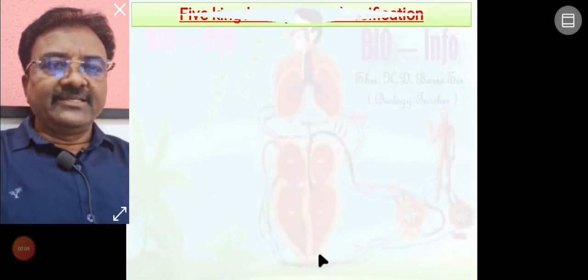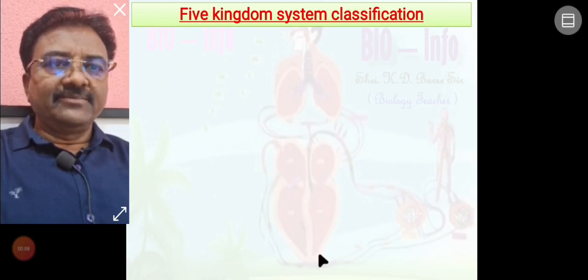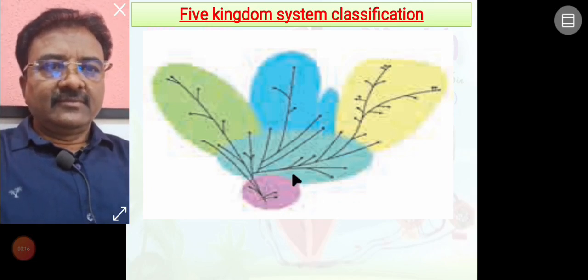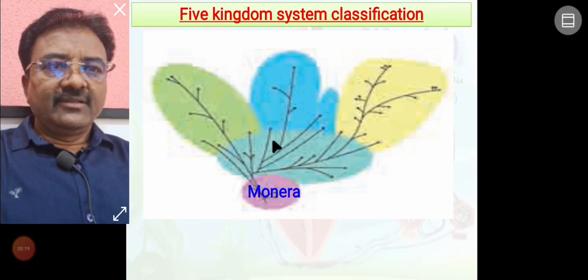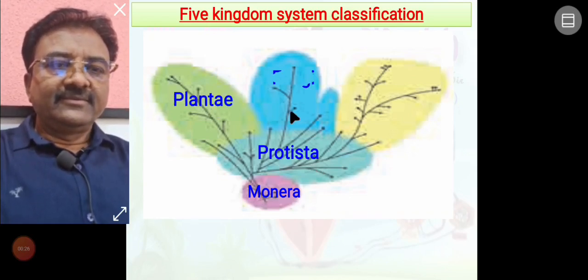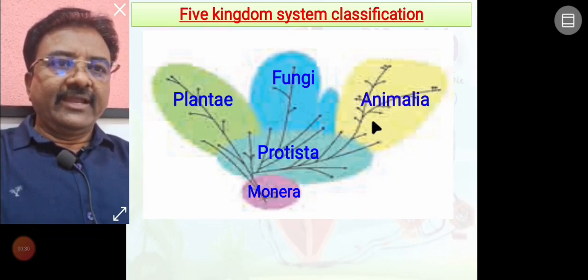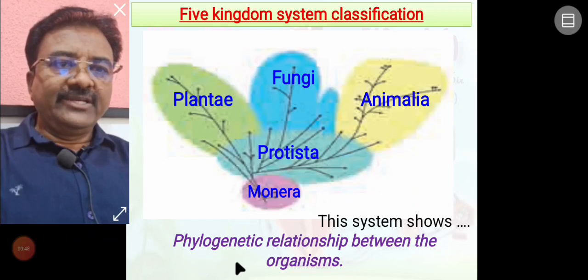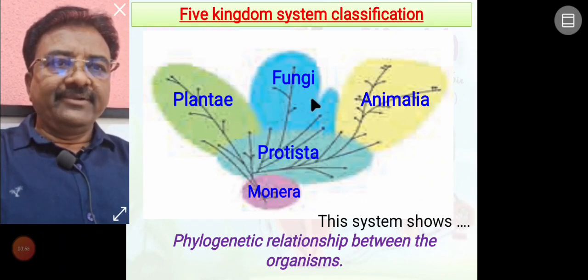Seen here is the diagrammatic representation of the five kingdom system classification. This one is Monera, this one is Protista, Plantae, Fungi, Animalia. Means the first kingdom is known as Monera, then Protista, Plantae, Fungi, Animalia. So this five kingdom system classification shows the phylogenetic relation between the organisms: Monera, Protista, Plantae, Fungi, Animalia.